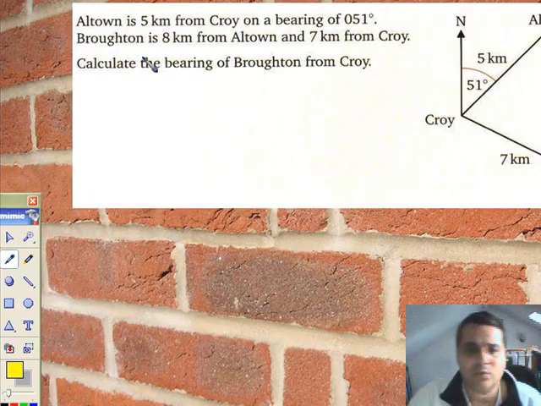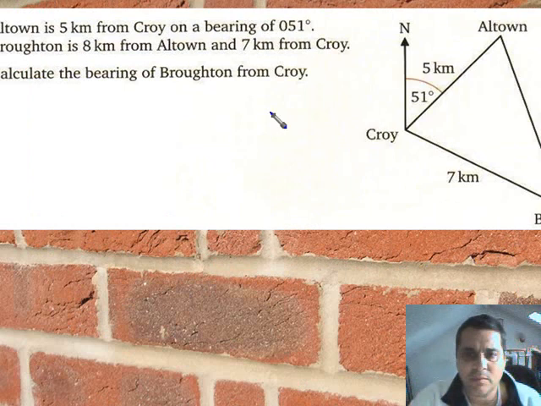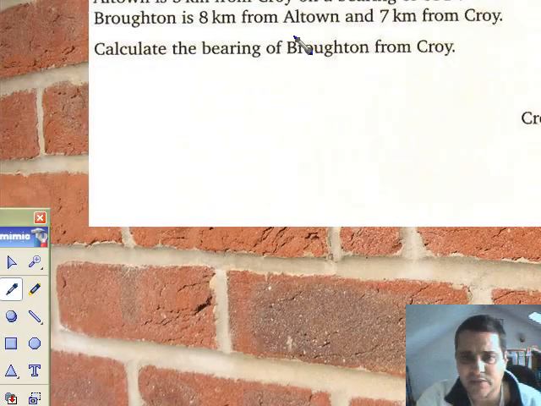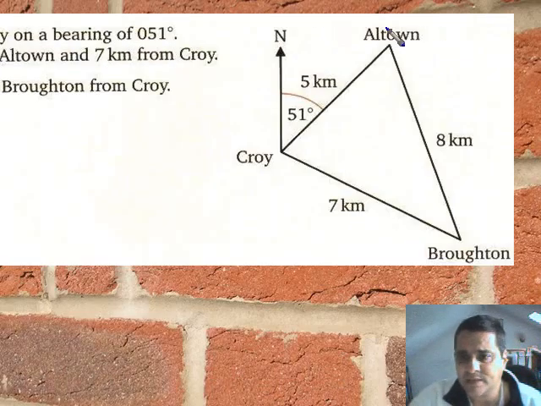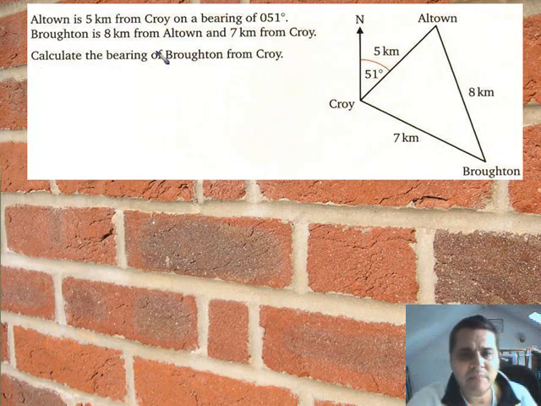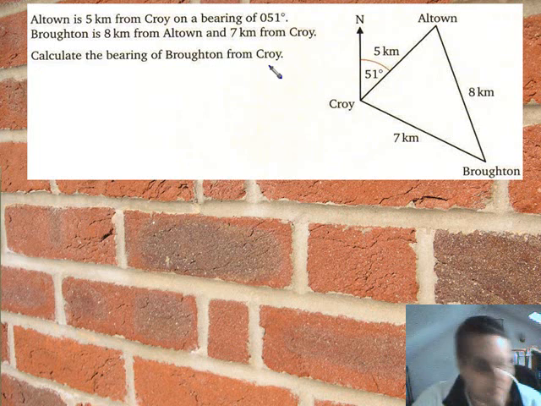Right, Alton or Alltown, it's all made up I think, is 5 kilometers from Croy on a bearing of 051, so it's 51 degrees in that direction. Broughton or Brufton, however you want to pronounce it, is 8 kilometers from Alton and 7 from Croy. Essentially they're describing this scenario here with bearings. Calculate the bearing of Broughton from Croy.